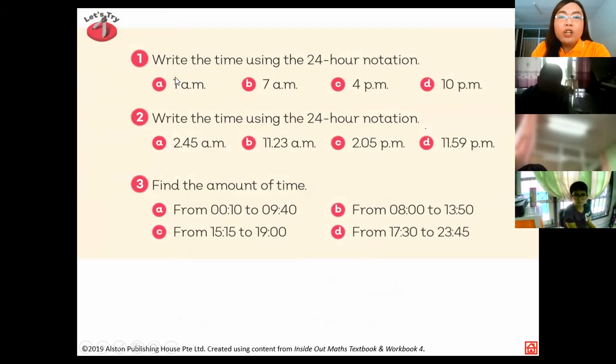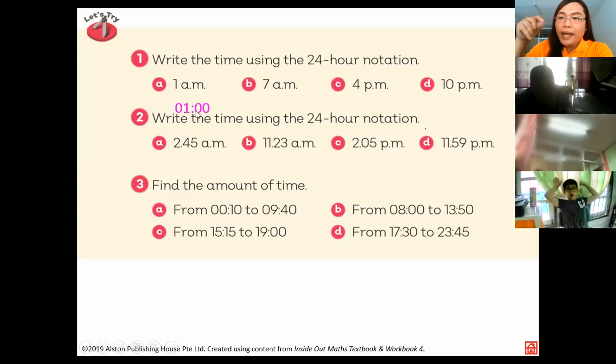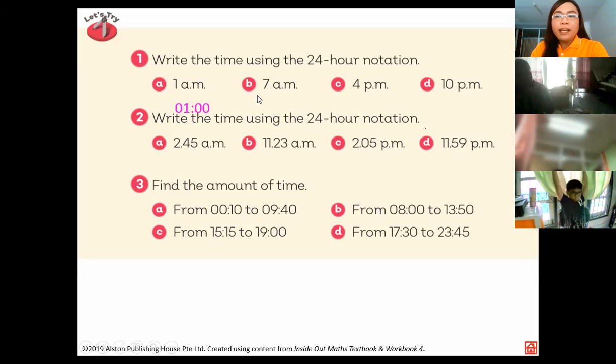for letter D. So how do you write 1 a.m. in 24-hour notation? So the answer would be like this, okay? Write 0, 1, and then another 0, 0 in your textbook. Write it down. Okay, for letter B, how do you write 7 a.m.